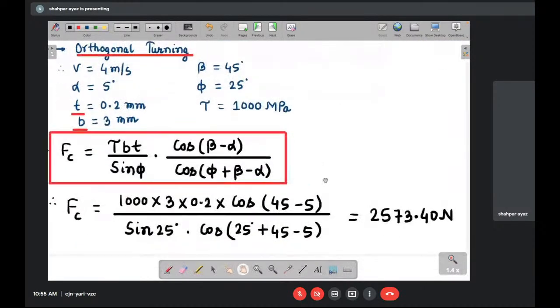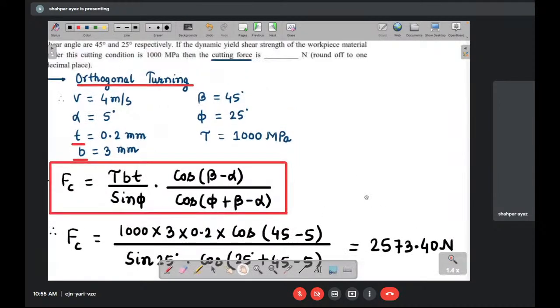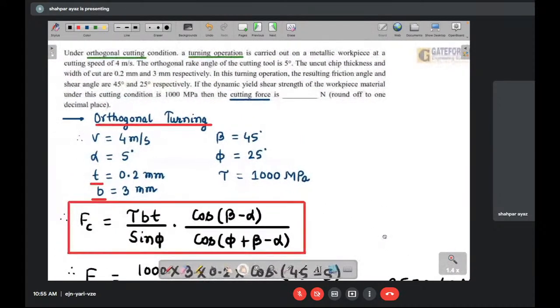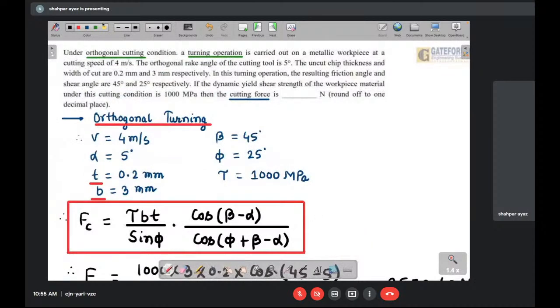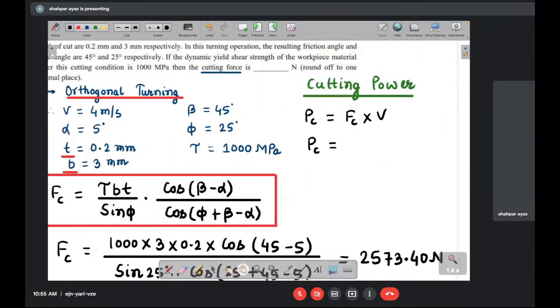The cutting force, if suppose in the same problem, if they ask you to find out the cutting power, how can you find out the cutting power, guys? If in the same problem I modify it, cutting power we can calculate. Cutting power is your cutting force into cutting velocity. So cutting force, we have this value, that is 2573.40, and V is your 4. So this is how we can get the cutting power.